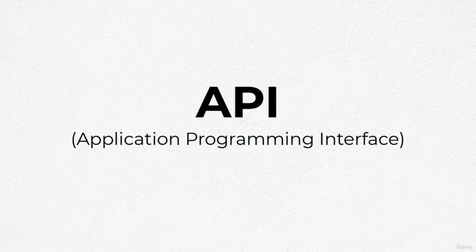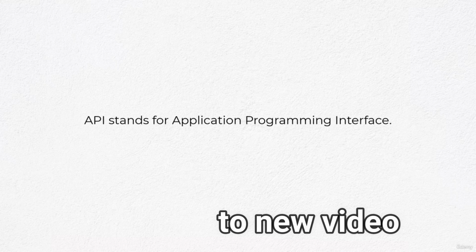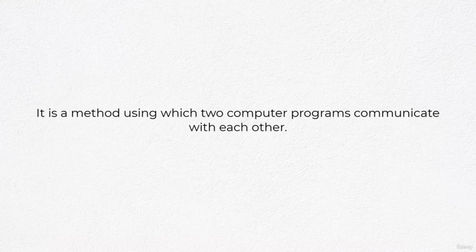So what is an API? API stands for Application Programming Interface. So in simple words, it is a method using which two computer programs communicate with each other. So let's understand API with the help of an example.